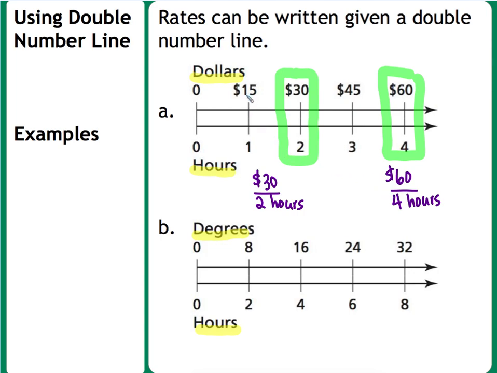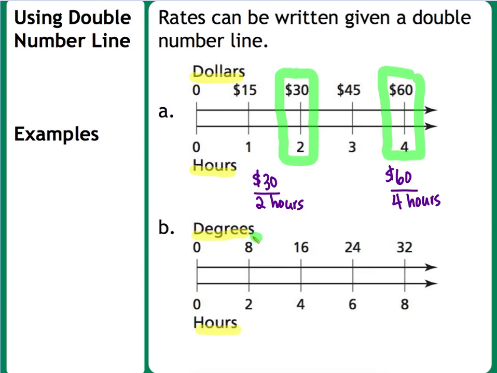Okay, and obviously $15 for 1 hour, $45 for 3 hours. And let's say you're babysitting, you get no money if you babysit for no hours. One thing to quickly notice is that all of these simplify, besides the 0 over 0, to the same rate, 15 over 1. 30 over 2 is 15 over 1, 45 over 3 is 15 over 1, and 60 over 4 is also 15 over 1. So just an interesting side note there.